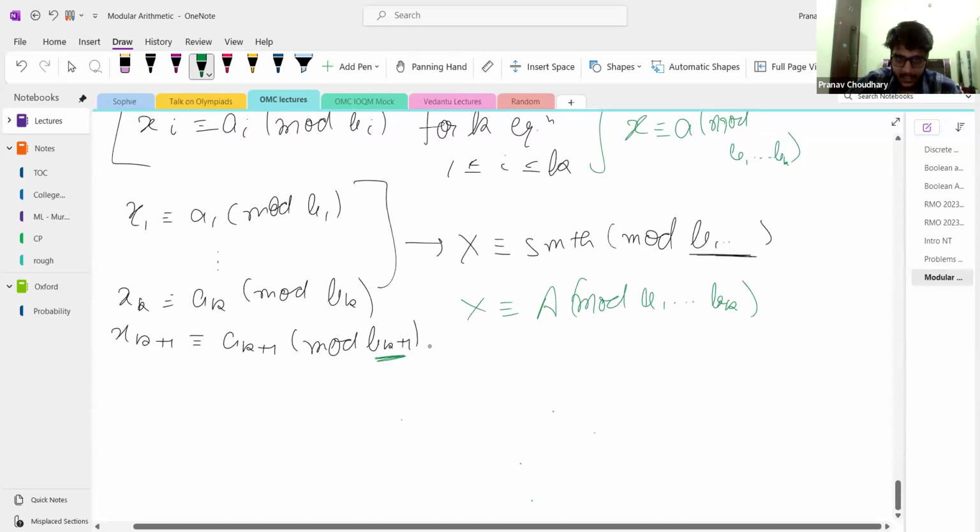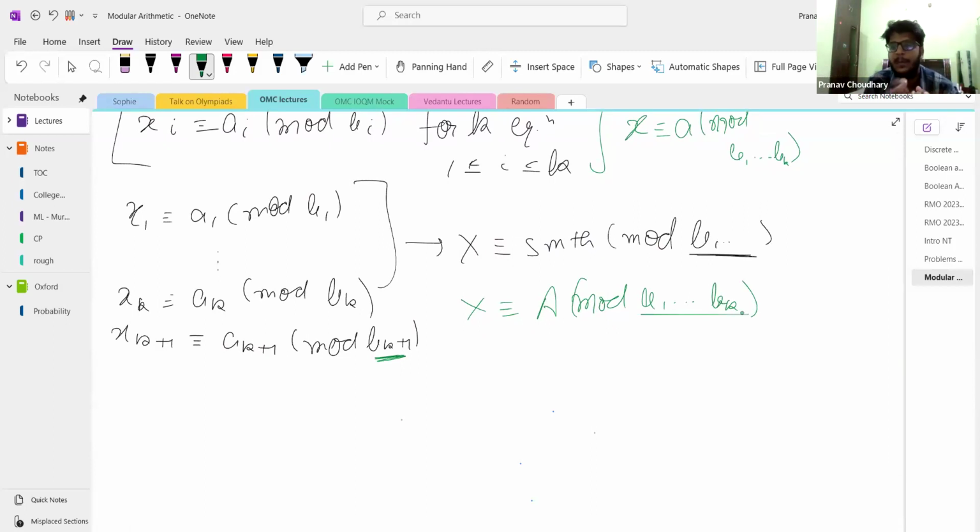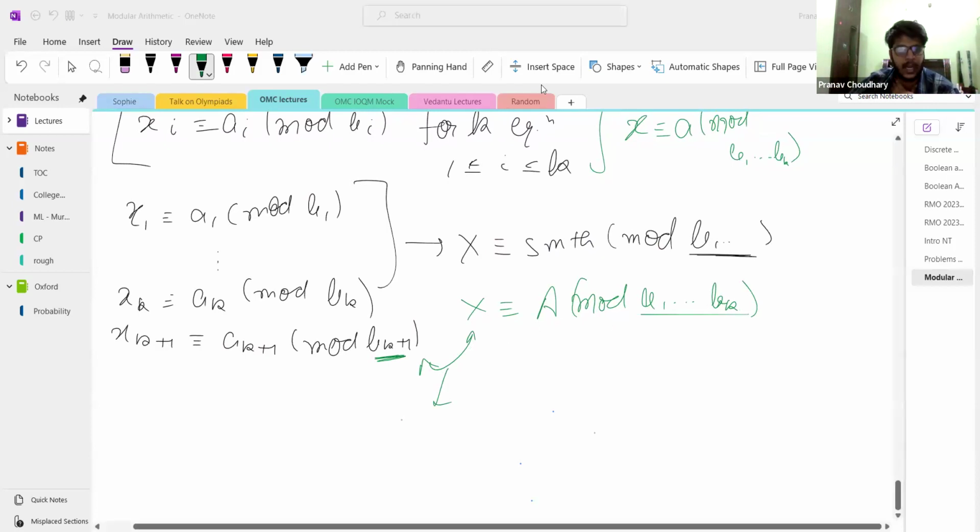Now, since bk plus 1 and this product are also co-prime, right? Because bk plus 1 is co-prime to all the individual things, so it will be co-prime to their product. And now this is the two-case, and you can find a solution to this. So this is the proof of CRT. Yes, Aditya, that's the idea basically.